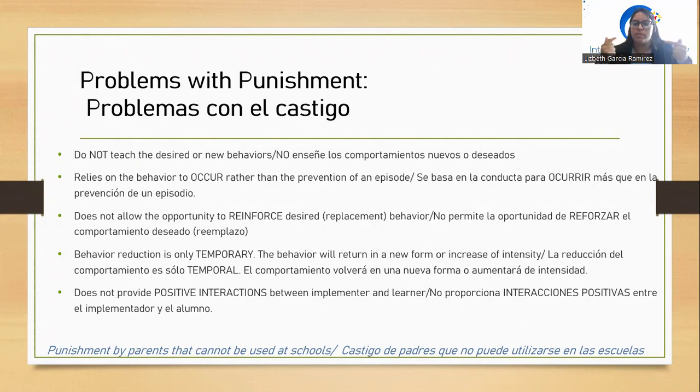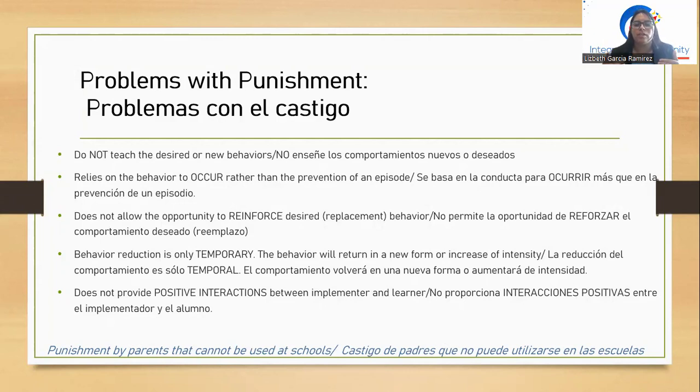So when we're talking about punishment procedures, ask yourself, what are you really trying to teach your child? Punishment procedures do not teach the desired or new behavior. It doesn't tell them what they should do, right? And punishment relies on the behavior that we don't want to see to occur instead of preventing an episode. It doesn't allow the opportunity to reinforce good behavior either, because the bad behavior happened and now we're screaming at them or putting them in time out or whatever it might be because they engaged in something that we don't want to see. But do we ever tell them what they should do instead? Do you ever tell them why they can't do that certain behavior, if they have the skills to understand?